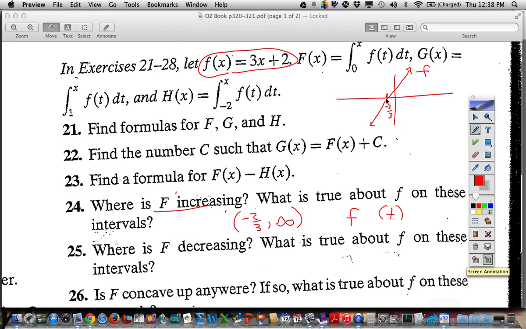But now, as soon as I would change this question to G, if I now ask where is G increasing, what would you say? Same thing. Because little f is the derivative of that function. But you say, but wait a minute, G starts at 1. Well, let's come back to this example.